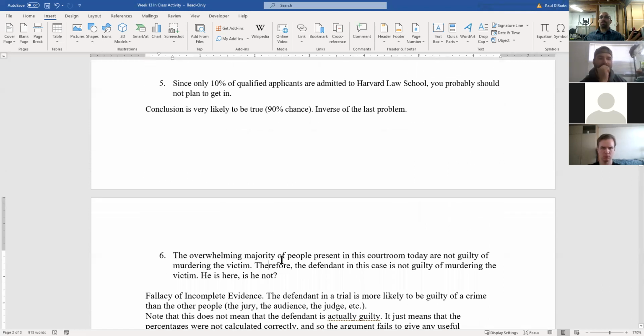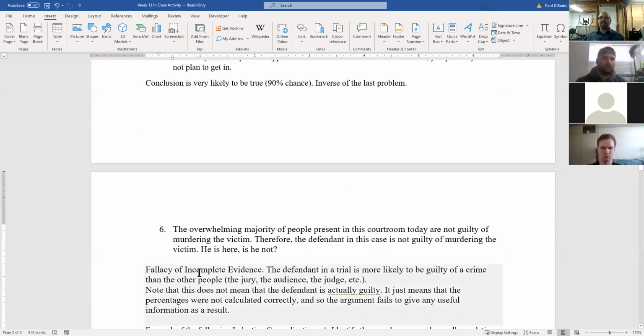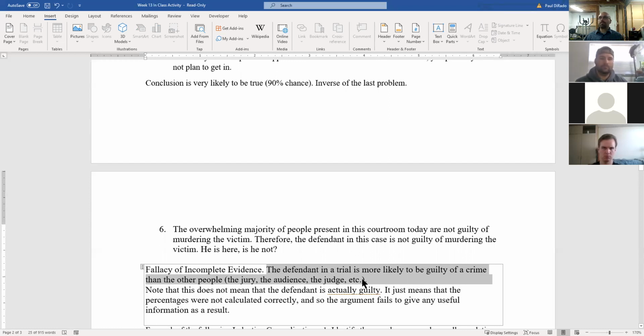The only time where you really do need to do a little bit of explaining is when you're saying that the fallacy of incomplete evidence is being committed. You basically need to tell me what evidence is being excluded, what's being left out. So it would be enough to say this first sentence for the exam: the defendant is more likely to be guilty than other people. That would be enough for the exam. These problems are ones you should be able to move through pretty quickly. You'll have maybe 10 or 15 minutes for all of them, like 2 or 3 minutes per problem.